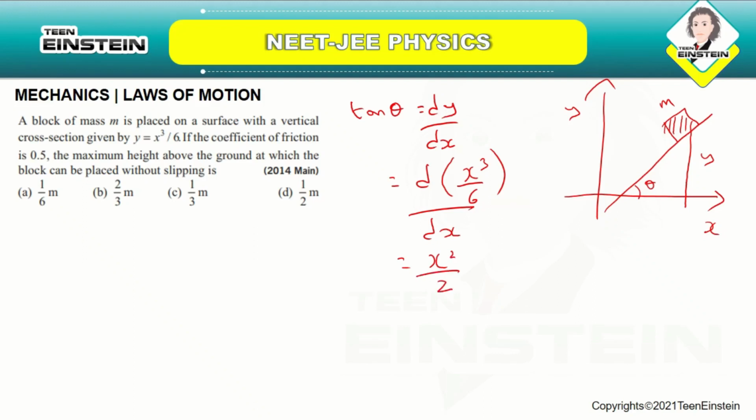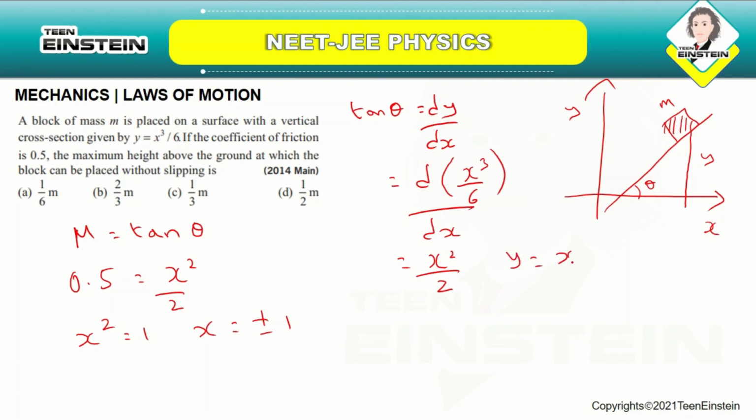At the limiting case, theta should be the angle of repose, and tan of this angle of repose is mu. So mu is equal to tan theta. Here the mu value is 0.5, so 0.5 is equal to x square by 2, or x square equals 1, and x is equal to plus or minus 1.